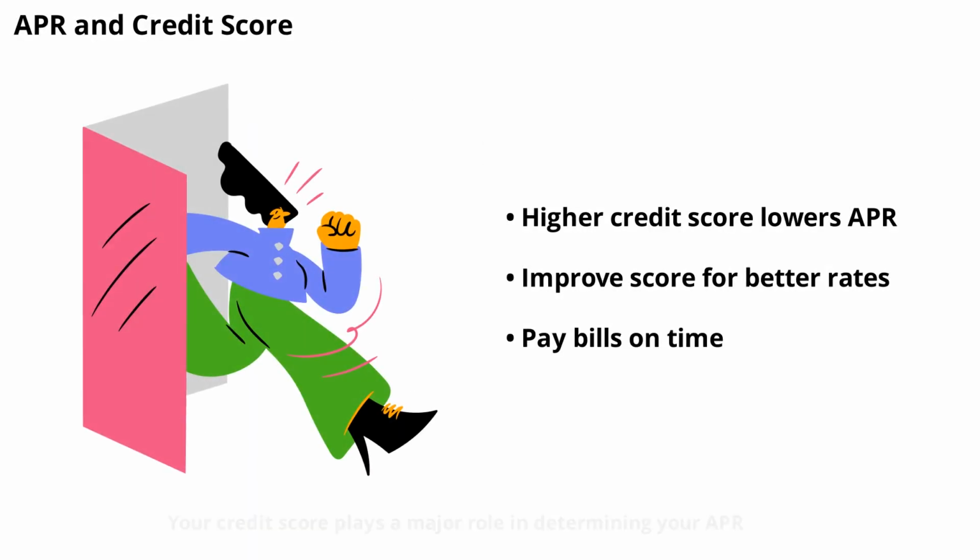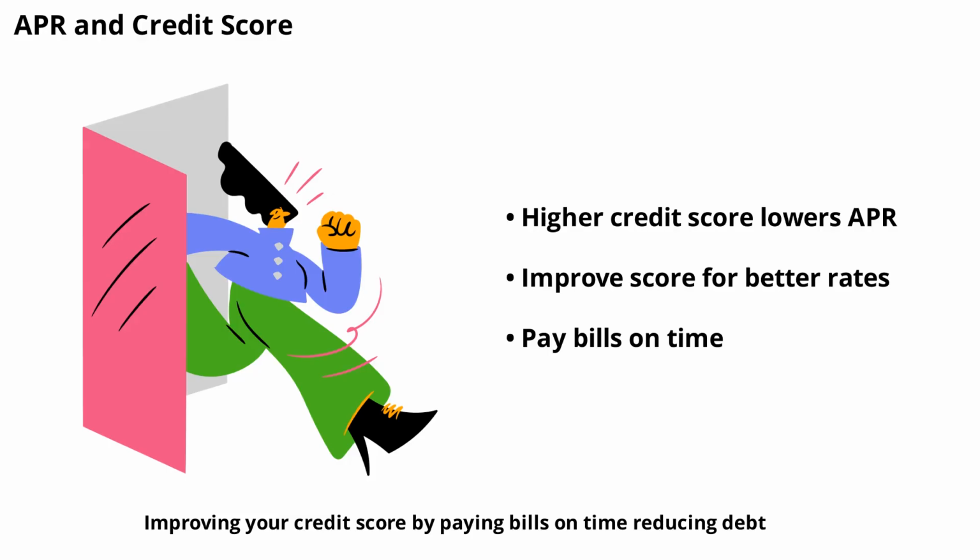Your credit score plays a major role in determining your APR. Higher scores usually qualify for lower APRs, while lower scores may result in higher rates. Improving your credit score by paying bills on time, reducing debt, and checking your credit report can help you get better APR offers. This is one of the best ways to save money on interest.